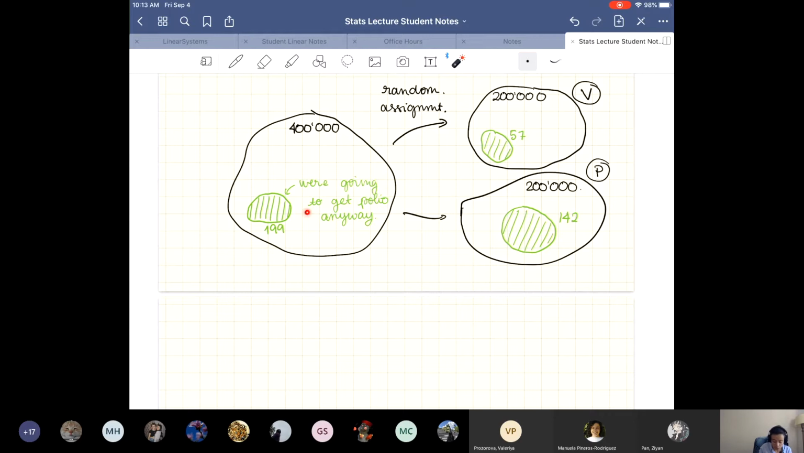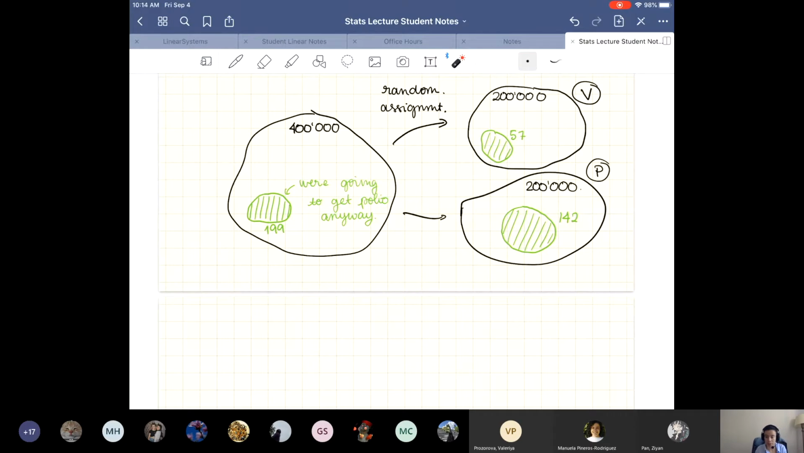So is it possible that I had students that were going to get polio anyway, and they were divided in this way? If it is possible, then maybe I shouldn't attribute the low number over here to the vaccine, but just to random chance. But if this is very unlikely to see just by random assignment, then that might mean that the vaccine has something to do with the low number of vaccinated children that got polio. Can I see a show of hands for everybody that understands this?